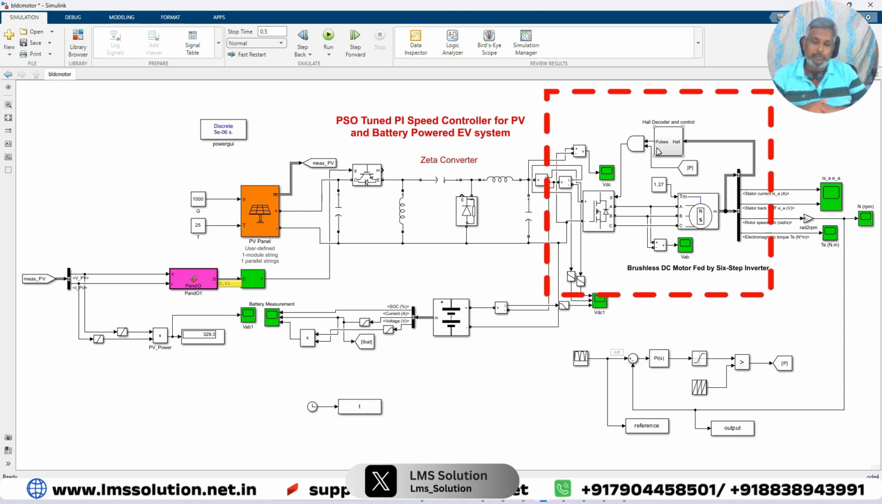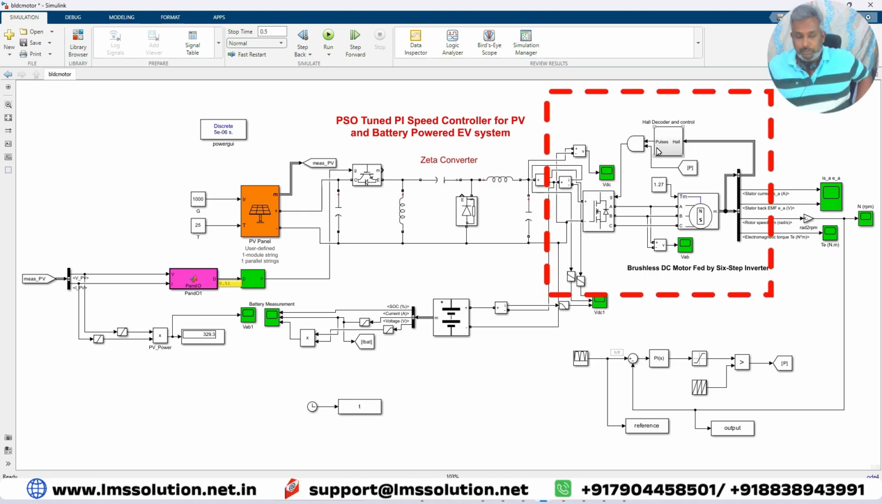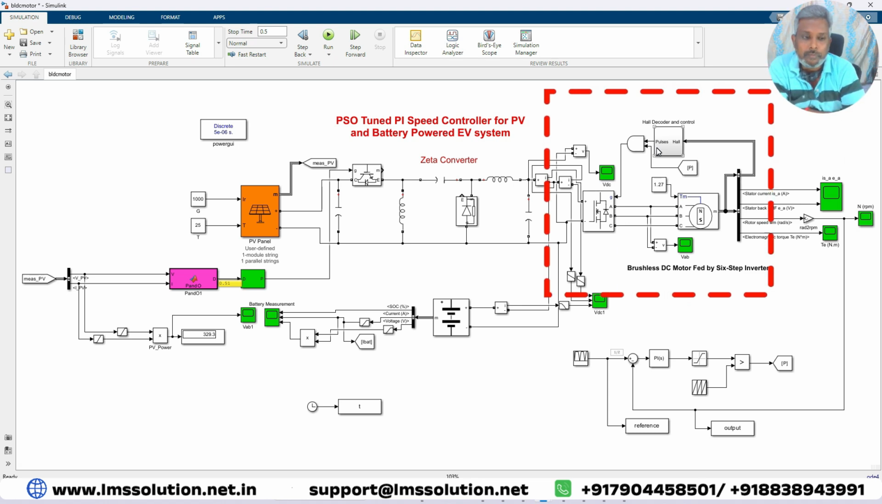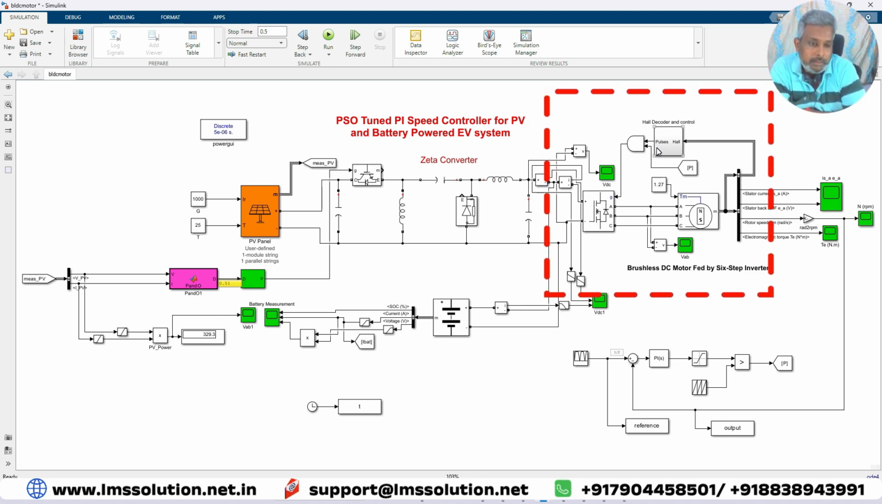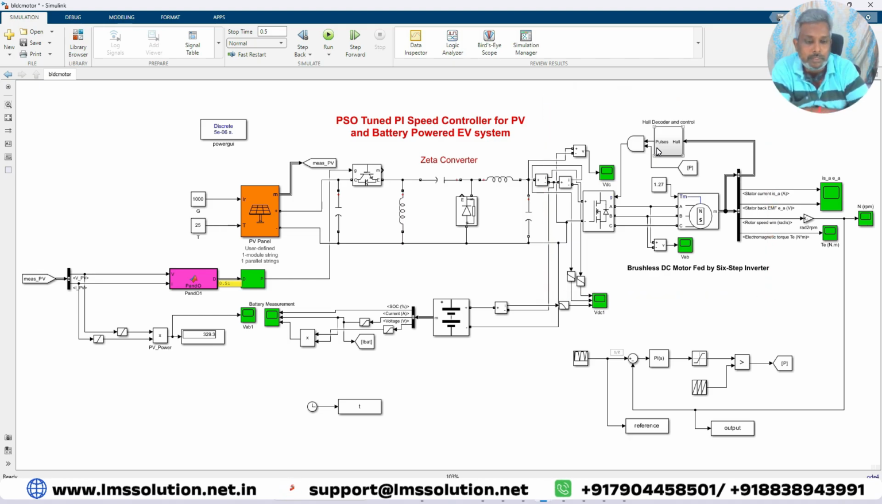Normally we must use throttle control. Throttle control means you have to control the speed of the EV motor. For that we need to measure the motor speed, and then it should be compared with the reference speed. The reference speed normally comes from the throttle, and then it is going to be processed via a PI controller.